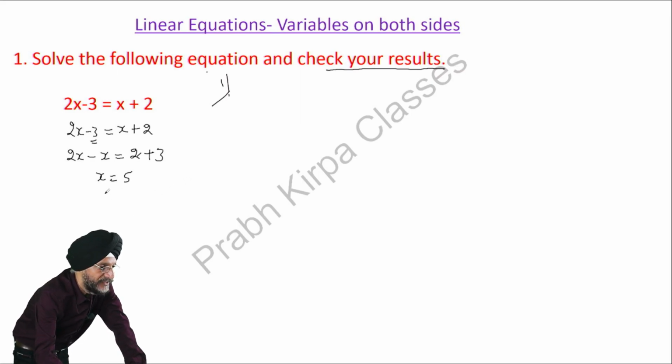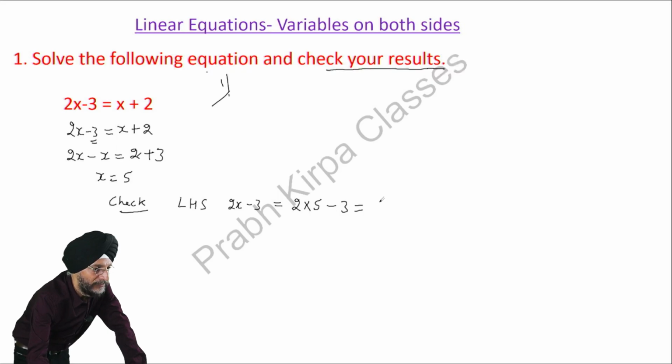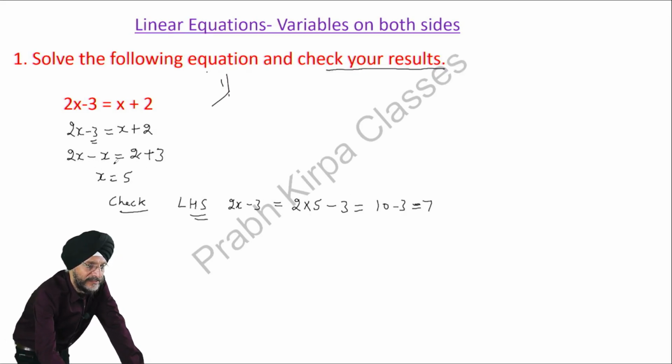Now we will check. What is to check? What is left hand side? We will fill the value of x. 2x minus 3 is equal to, what is the value of x? 2 into 5 minus 3. 2 into 5, 10, minus 3 is equal to 7. So the value of left hand side is 7.